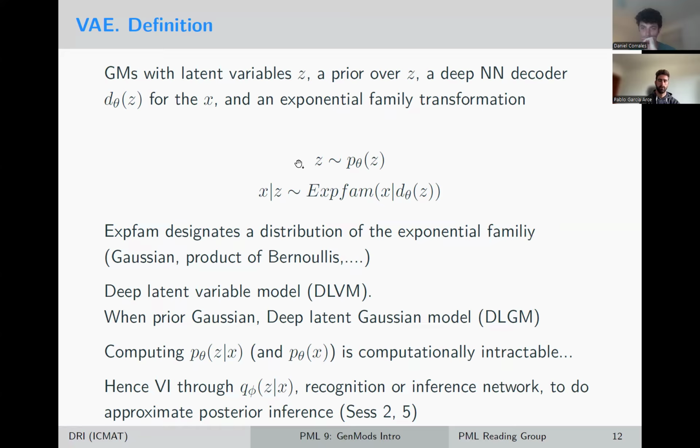So let me insist. We have latents. We have a prior over them. We generate the X's from the latent, and we code this through a neural network, and then we add the randomness through the exponential family.